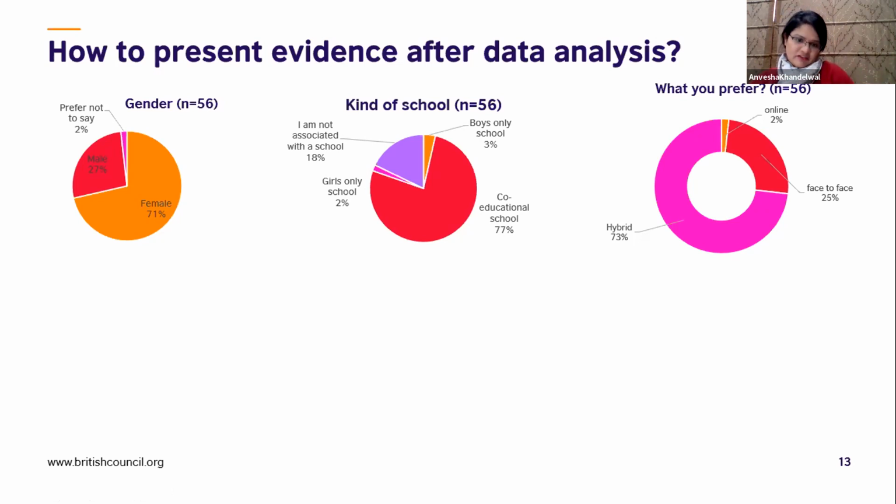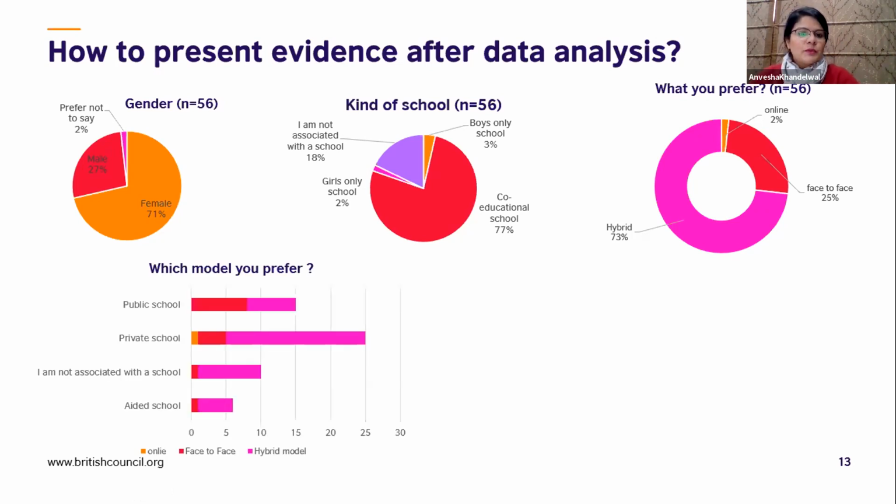There are different ways of presenting this data, and another way which I thought would be interesting, I'll show you here, is when we asked which model you preferred, we sliced it down further based on the school where you are working. So on the left-hand side, you see public school, private school, aided school, and I'm not associated with the school. And the bar here, the pink says hybrid model, the red is face-to-face, and orange is online.